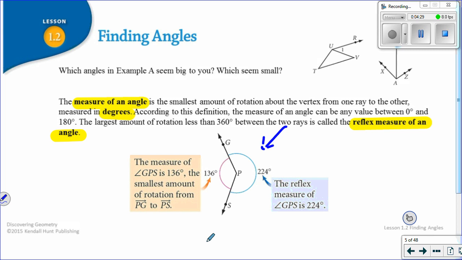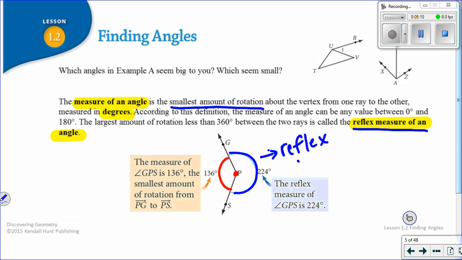So the measure of an angle is the smallest amount of rotation around the vertex. Smallest amount of rotation around the vertex. In other words, if my vertex is P, when I say the measure of an angle, I'm talking about that part, right? That's smaller than this part. So if I just say, what's the measure of angle P? I'm looking at the angle that's in red, the smaller angle. The angle that's in blue is called the reflex angle. So blue, the larger piece of that angle, is the reflex angle.